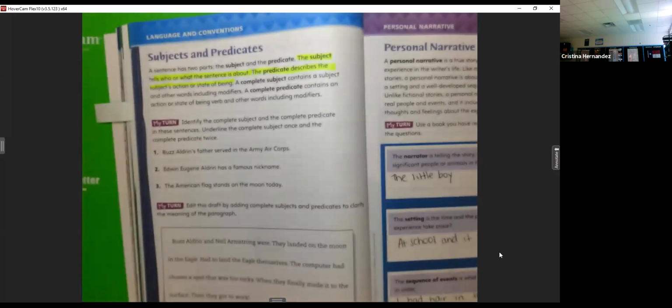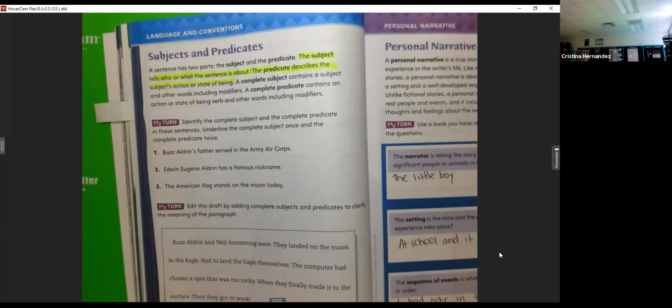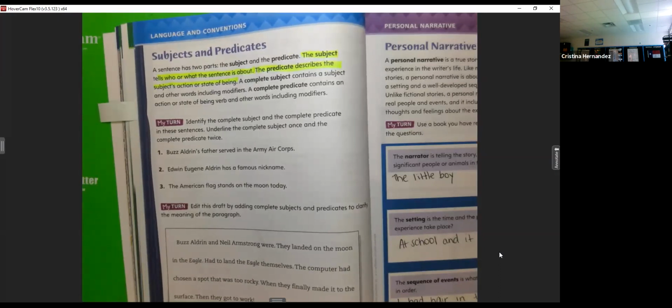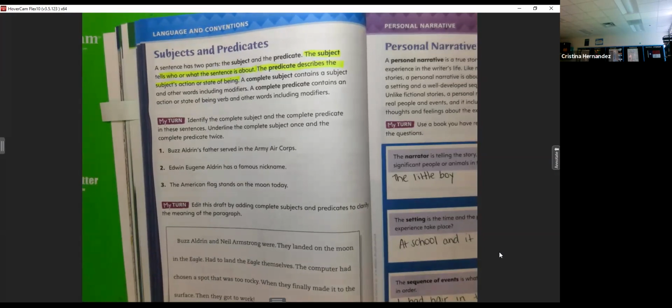A complete subject contains a subject and other words, including modifiers. A complete predicate contains an action or a state of being, a verb, and other words, including modifiers. So, my turn. Identify the complete subject and the complete predicate in these sentences. Underline the complete subject once and the complete predicate twice. Let's look at number one.